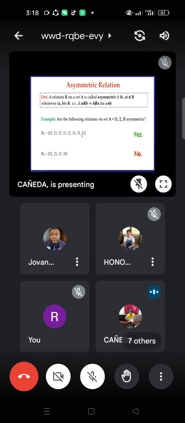It is still asymmetric because we don't have (2, 2), and we don't have to test (2, 3), (3, 4) and (4, 1) because by definition A is not equal to B. So it is still asymmetric, by definition. Okay, continue.